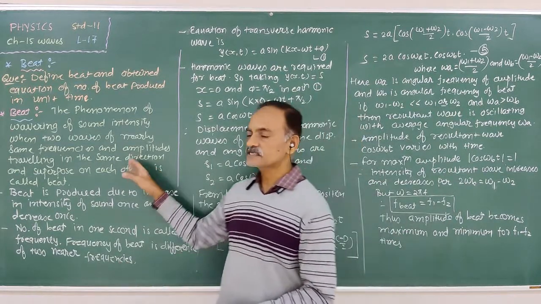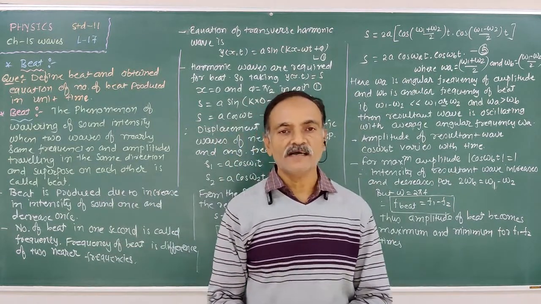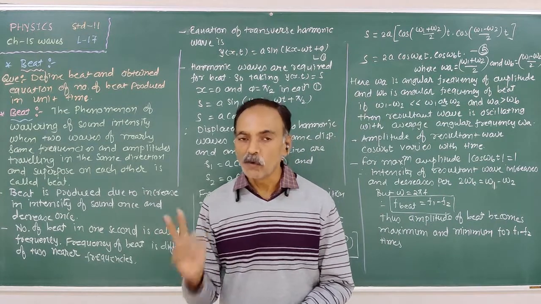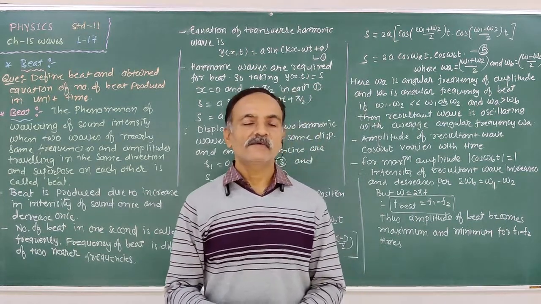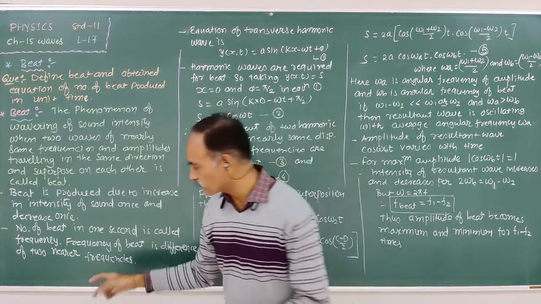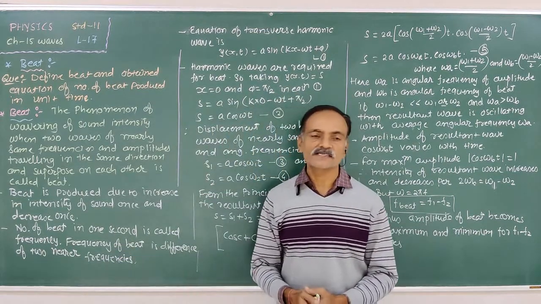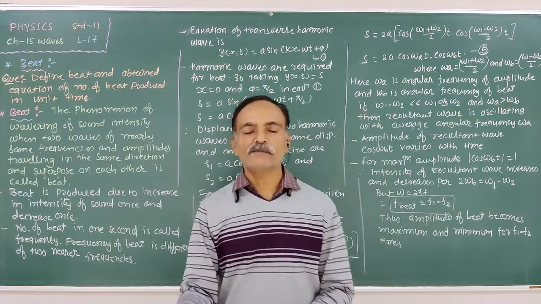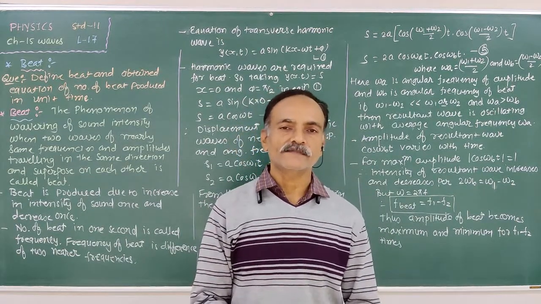Here the two waves travel in the same direction with nearly the same angular frequencies. Therefore, both waves should have very close frequencies. The difference of these frequencies then gives the frequency of the beat. That means the number of beats produced in unit time.